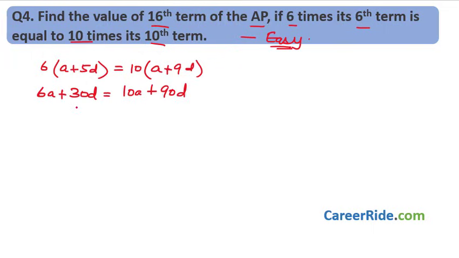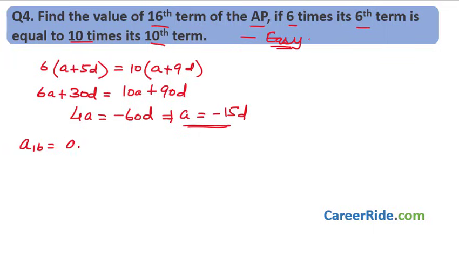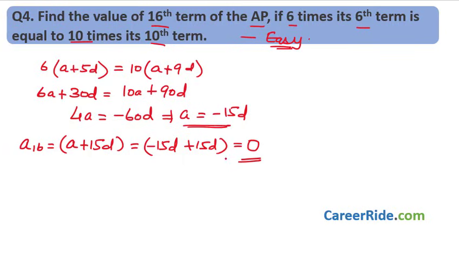What do I get further from here? I get 4A is equal to minus 60D, or A is equal to minus 15D, right? Now when I go to find my 16th term, how will I write it? I write it as A plus 15D, and I know that the value of A that I have gotten from the previous solving is minus 15D, plus 15D. So what is the 16th term that I get here? It is equal to 0 and nothing else.